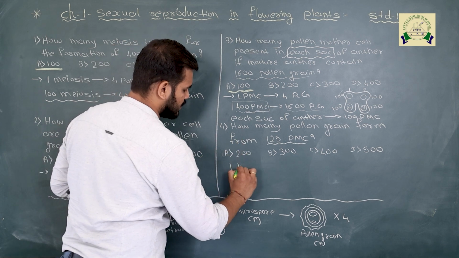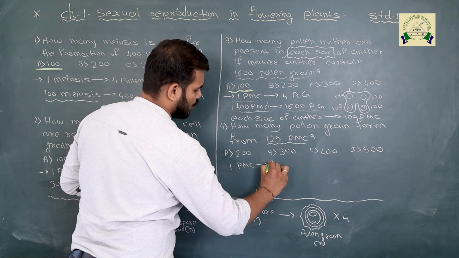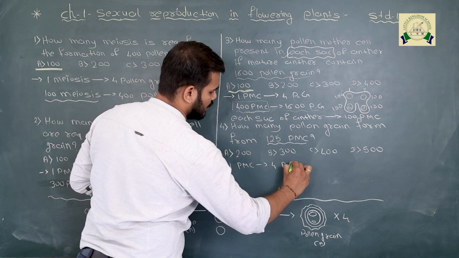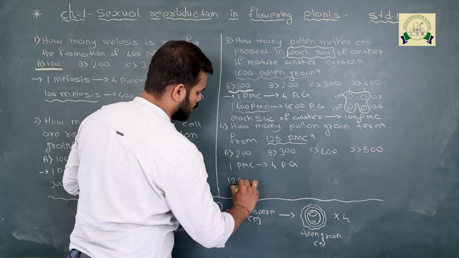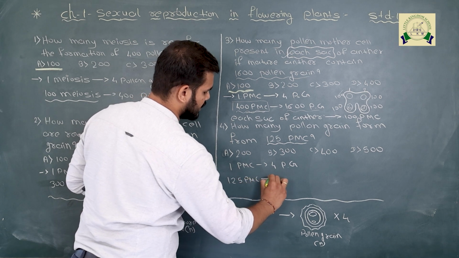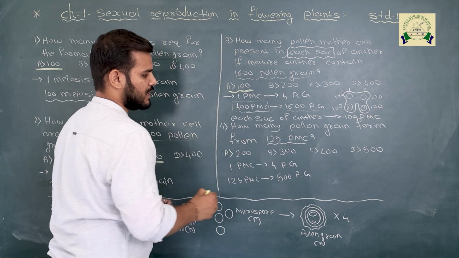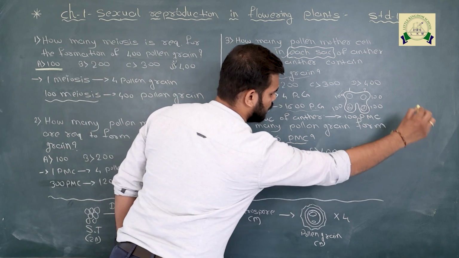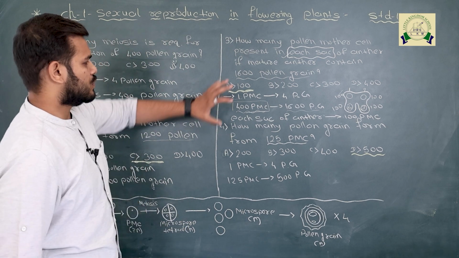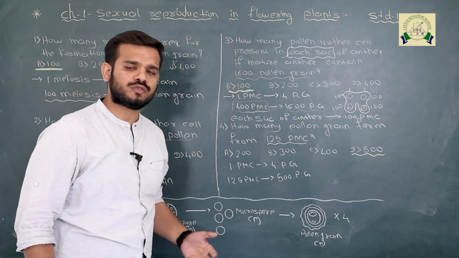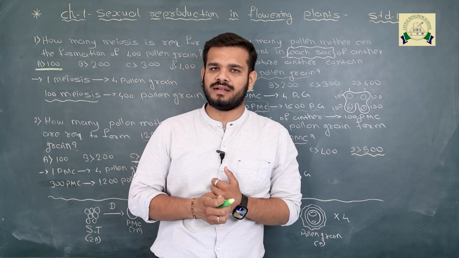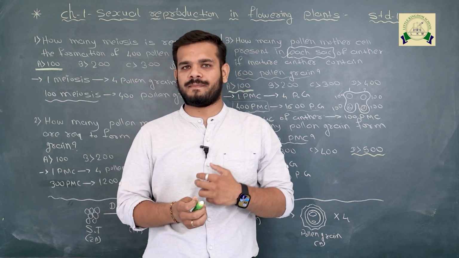If one pollen mother cell produces 4 pollen grains, then from 125 pollen mother cells we get 500 pollen grains. So the answer is 500. Clear? On the basis of microsporogenesis and the pollen grain, this type of MCQ is frequently asked.